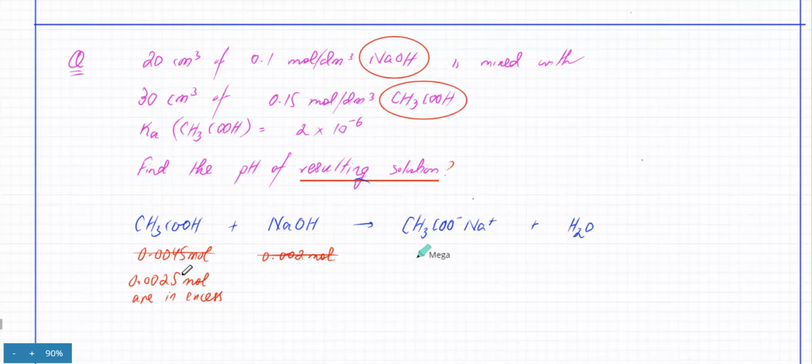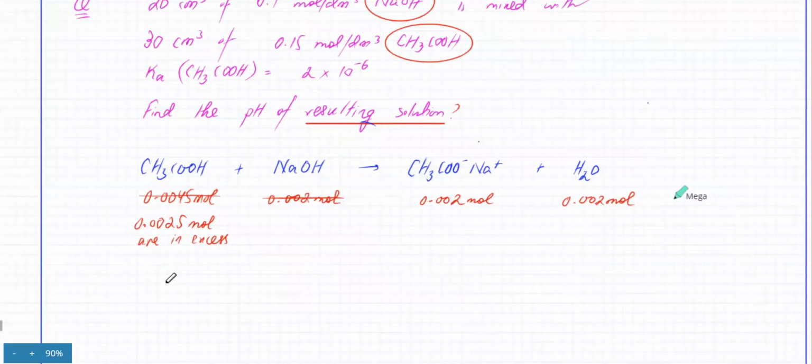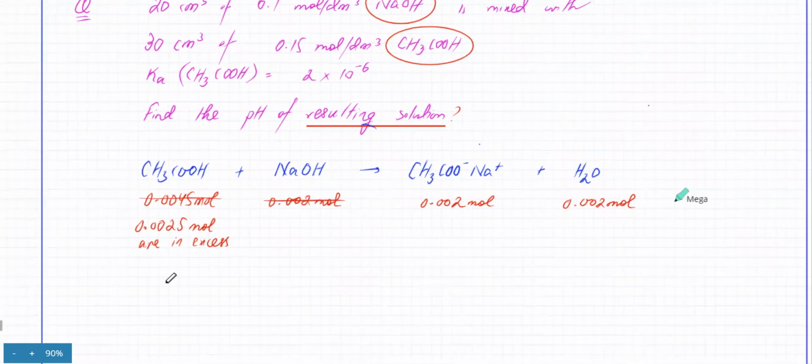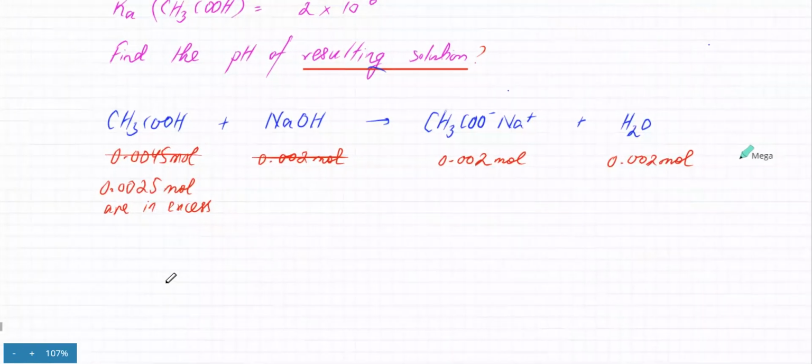What will be produced going forward? 0.002 moles of sodium ethanoate and 0.002 moles of water. Okay? And this will be left behind, okay? This is the amount that has not actually reacted. Is this part clear? Yes, sir.